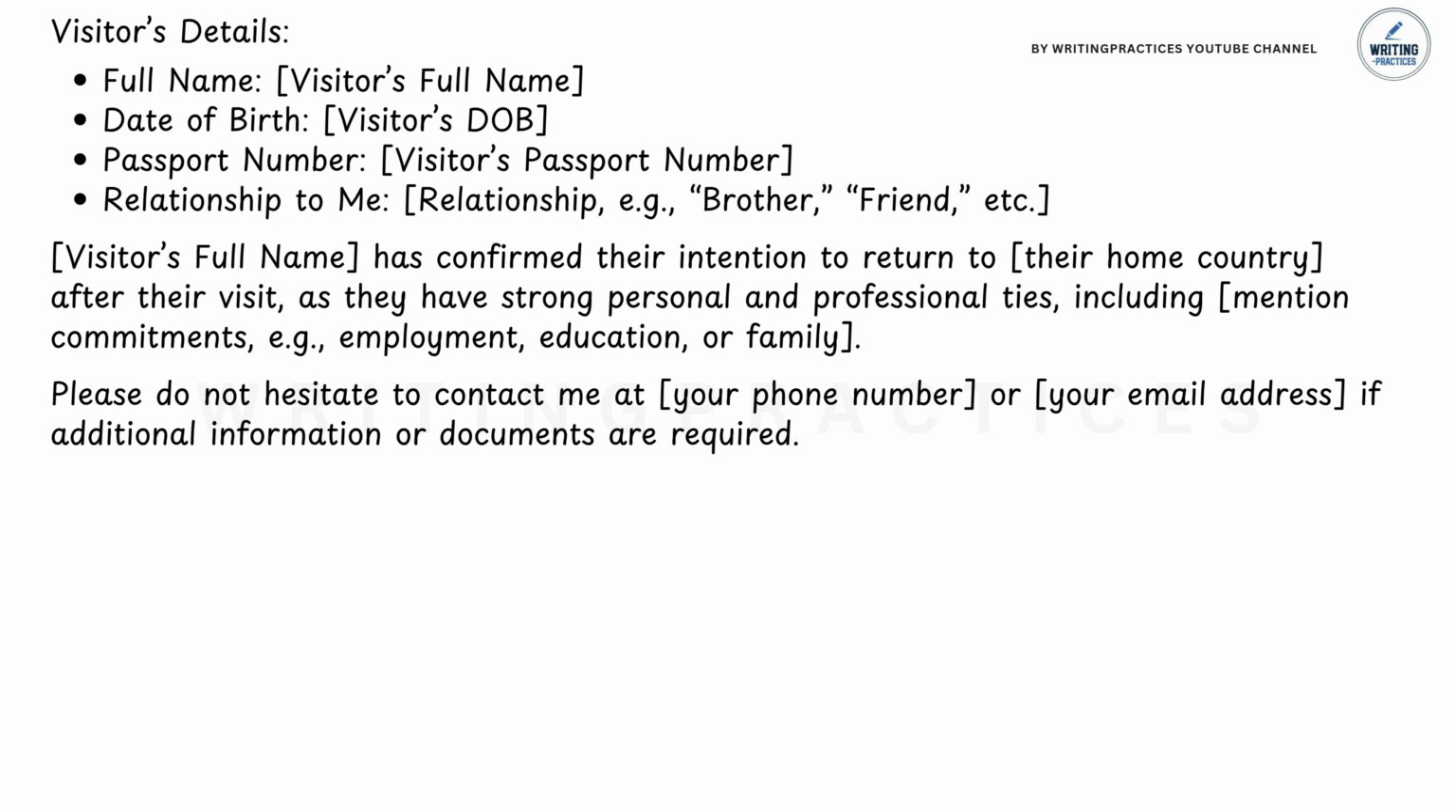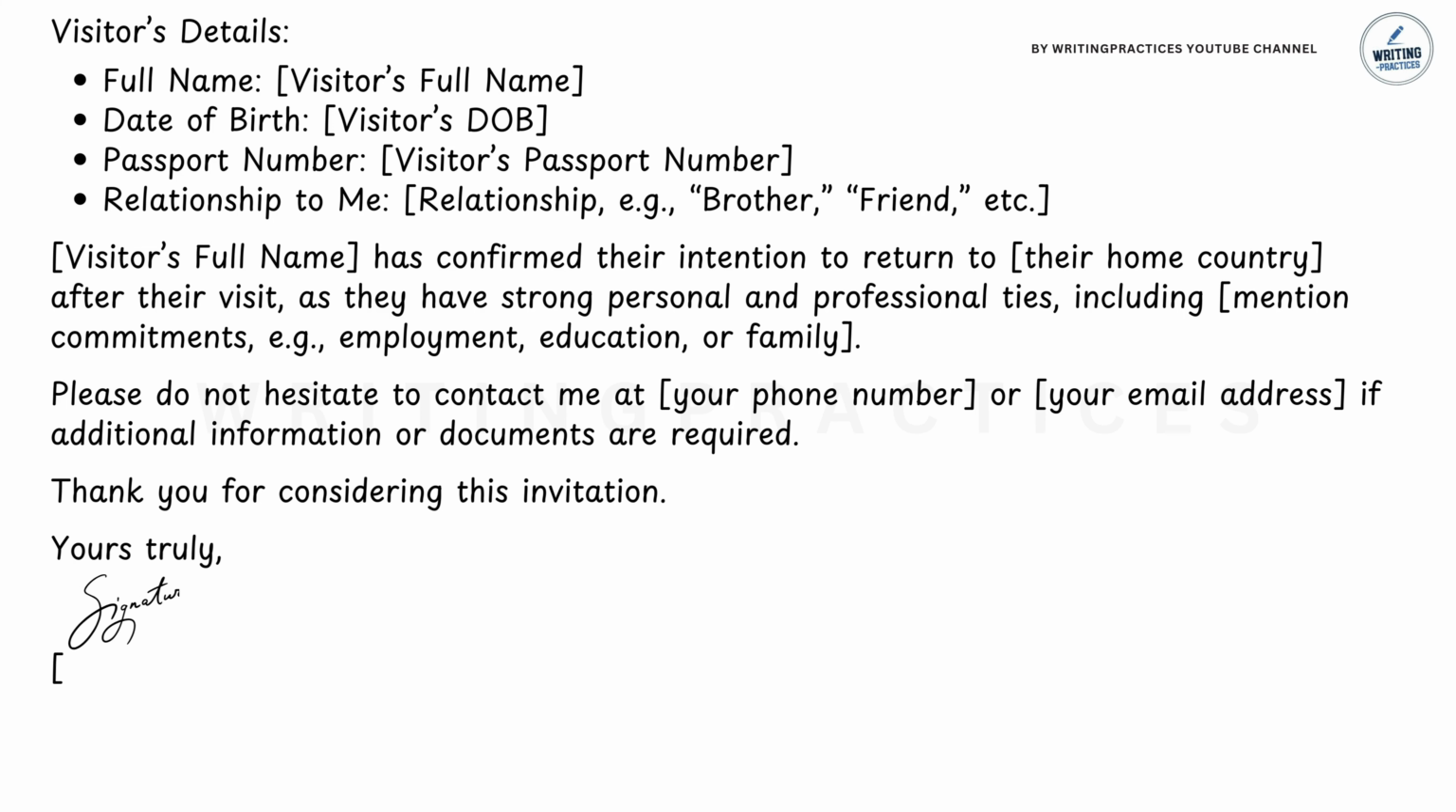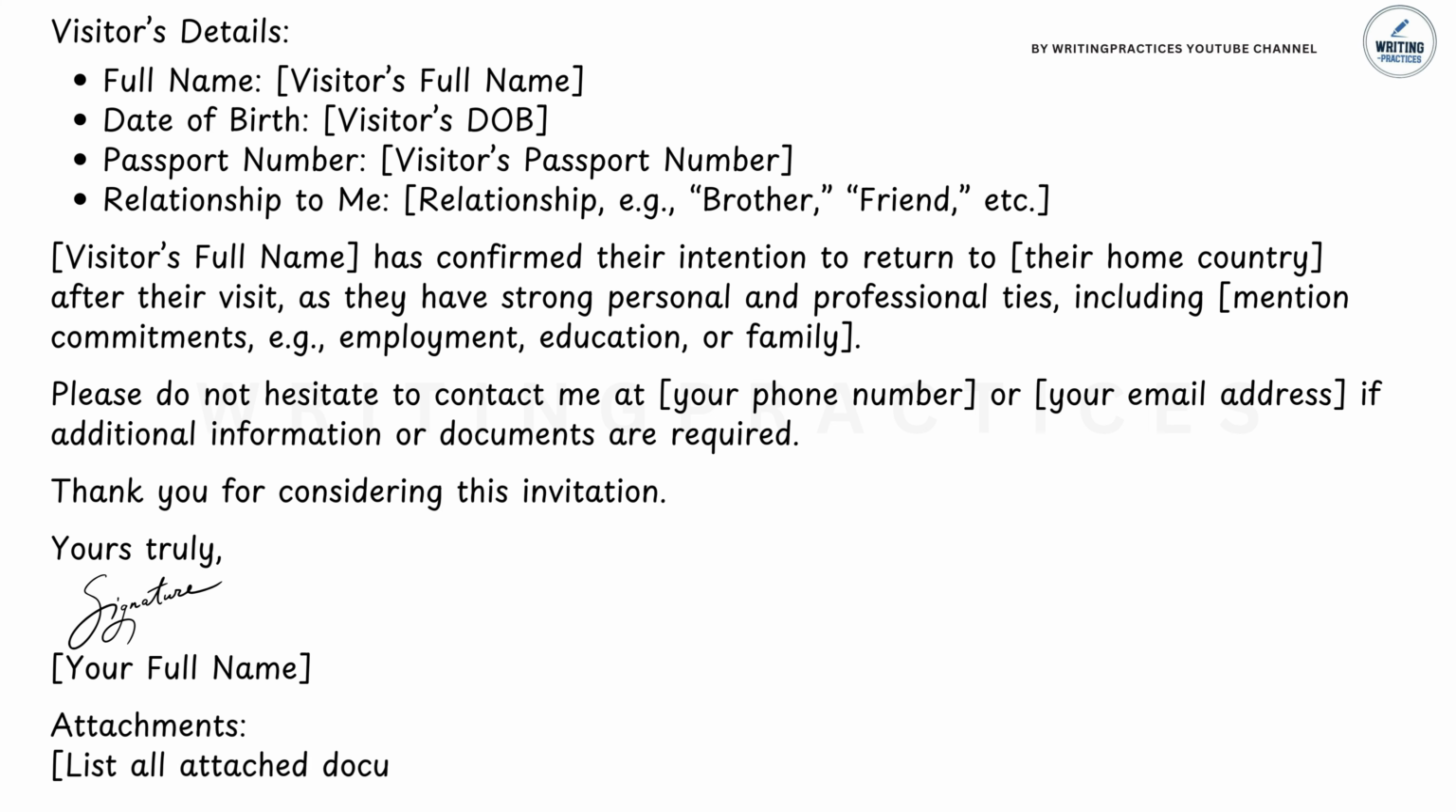12. Closing and signature. Conclude the letter with a formal closing, your full name, and a list of any attached documents. This formal ending reinforces the letter's authenticity. For example, thank you for considering this invitation. Yours faithfully, John Doe. Attachments: copy of passport, proof of address, proof of financial capacity, formal obligation letter, Verpflichtungserklärung, if applicable.